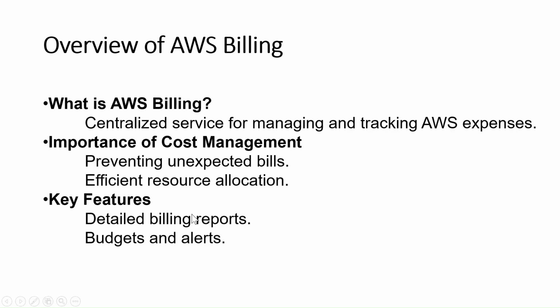And the second one is budgets and alerts. That means you can set a spending limit for your AWS account. For example, if you don't want to spend more than $5 or $10 in a month, you can set that as your budget. And AWS will notify you when you are about to hit your budget limit, so you can take action before overspending.